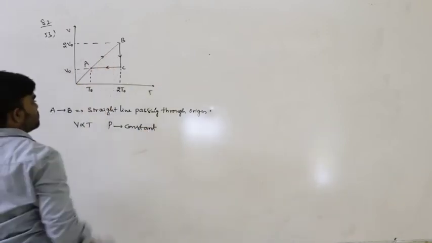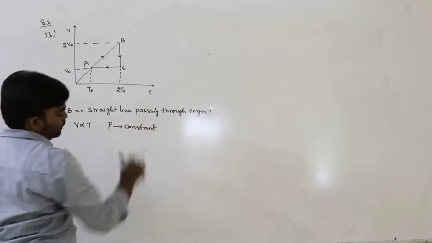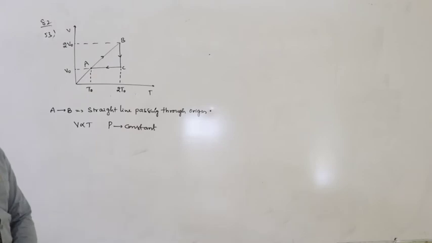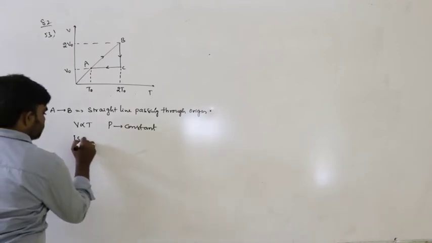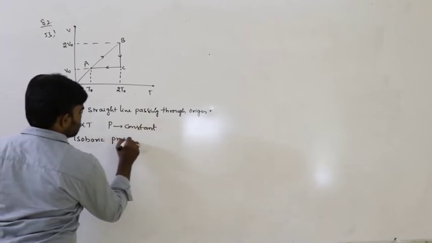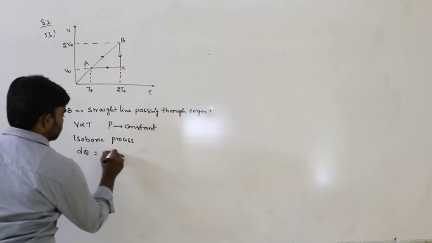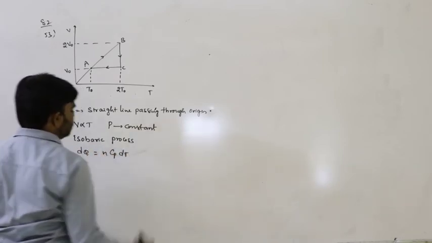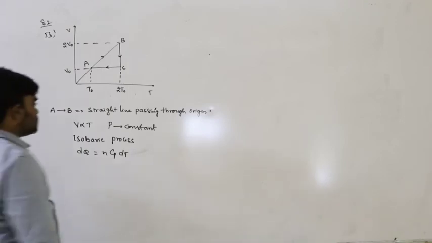A to B graph is the straight line passing through origin, that is volume directly proportional to temperature, that means pressure remains constant. If the pressure remains constant, that is called isobaric process. In isobaric process, amount of heat supplied to the system can be written as nCp dT.